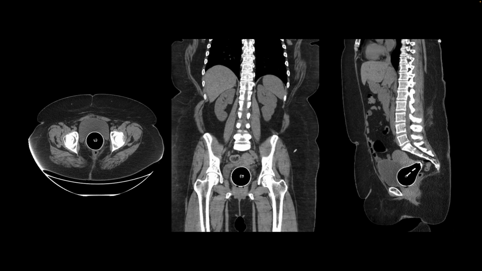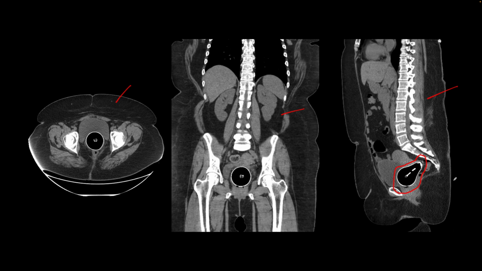Here's our next patient, and this is one of those weird clinical situations of foreign body insertion by a young female. A CT scan of the abdomen and pelvis was performed without contrast. Axial, coronal, and sagittal images show that she has successfully inserted a bulb in her vagina. Clinically, this was very challenging for the clinicians to take out this foreign body from her vagina.